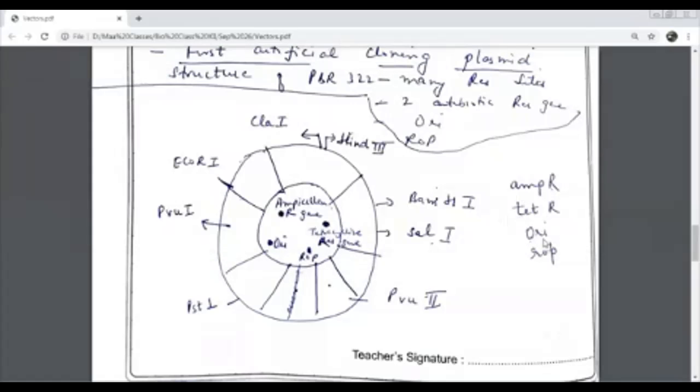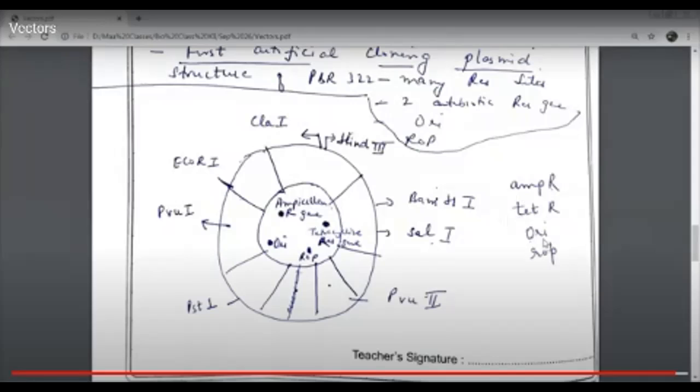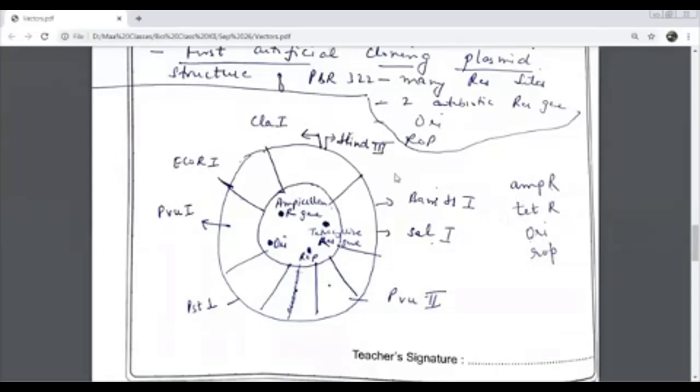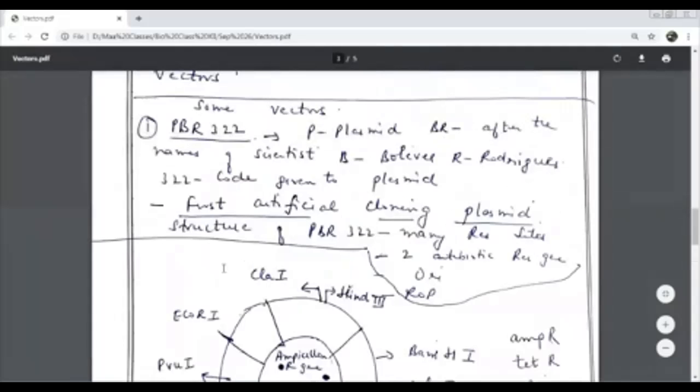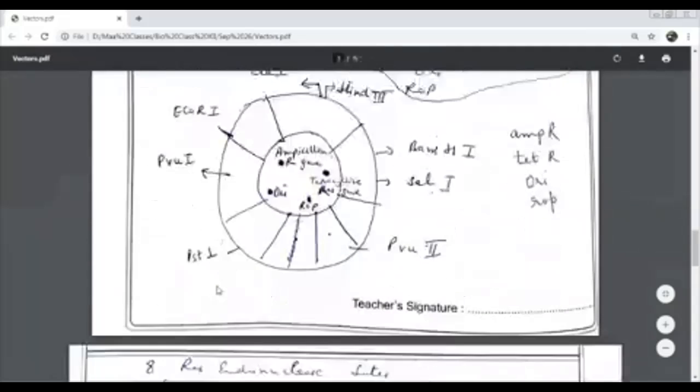And does it have an ORI site? Yes, ma'am. ROP? Does it have an ROP? Yes, ma'am. Is it small in size? Yes, ma'am. All the 5 characteristics are fulfilled. I do have restriction site, I have antibiotic resistant gene, I have ORI, I have ROP, and it is also small in size. That is why this is a perfect vector. This is a perfect vector. So we are going to study the structure of this.